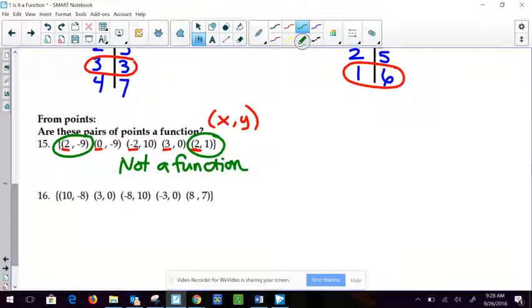Final one right here. Again, looking at my x values, I have a 10, I have a 3, a -8, a -3, and a +8. I have no repeating x values. Because I have no repeating x values, this is a functioning relationship. So yes, it is a function.